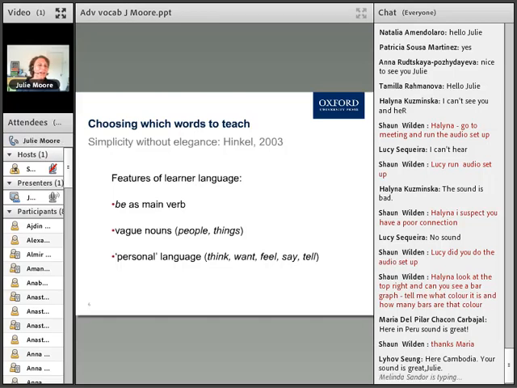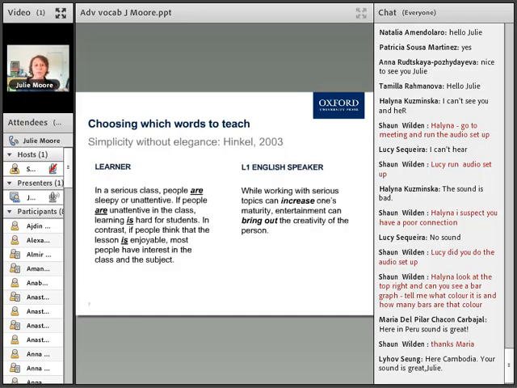They also use quite a lot of vague nouns, so words like people and things, rather than more specific words. So they would talk about people instead of individuals or consumers or employees, those more specific vocabulary words. And they also used quite a lot of what I've described as personal language. So words describing how they feel. So internal processes, think, want, feel, and basic interpersonal communications, say and tell.